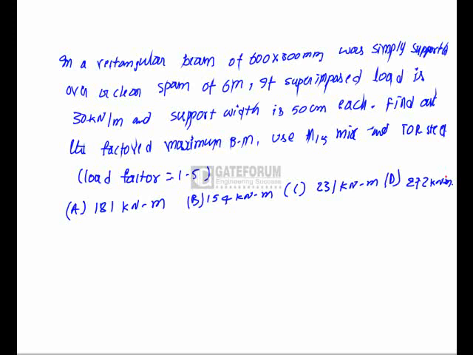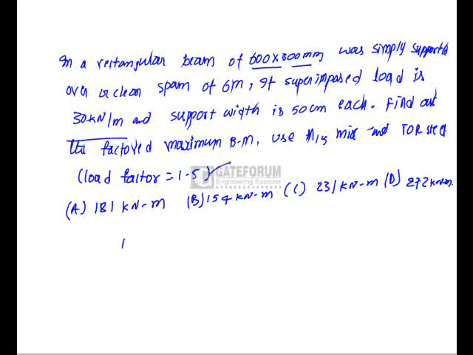A rectangular beam of 600 by 300 mm was simply supported over a clear span of 6 meters. If superimposed load is 30 kN per meter and support width is 50 centimeters each, find out the factored maximum bending moment. Use M15 mix and Tor steel. The load factor is given as 1.5.